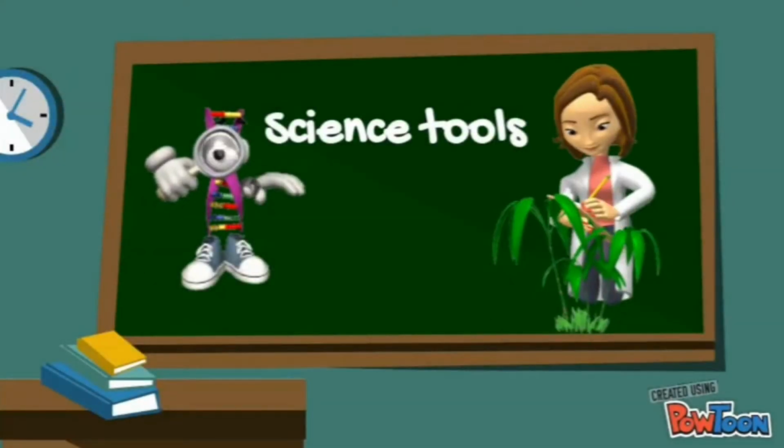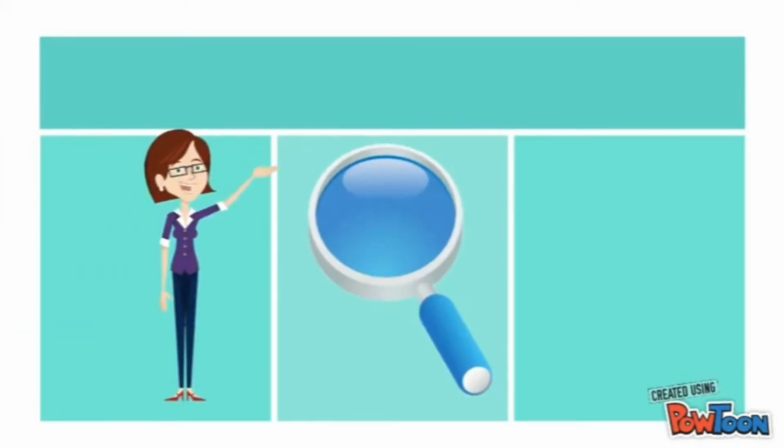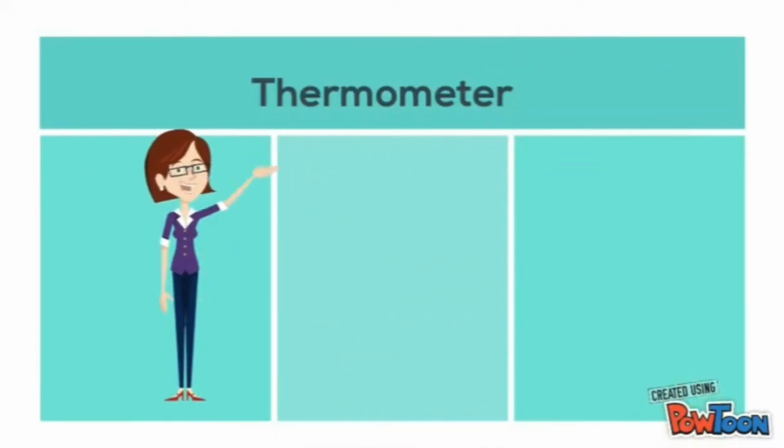And here are examples of scientific tools that are often used in the laboratory. Can you guess what they are? One example is the hand lens or magnifying glass to see a small object. Then you also have a thermometer to measure temperature.